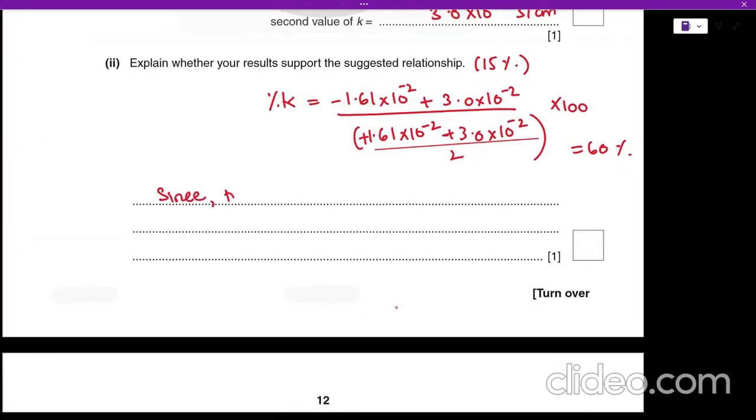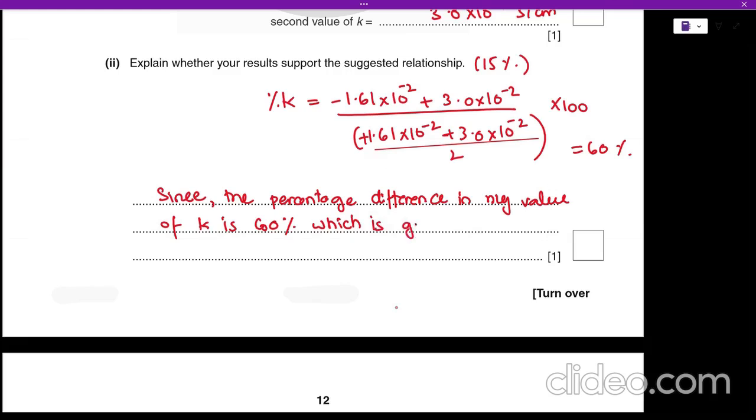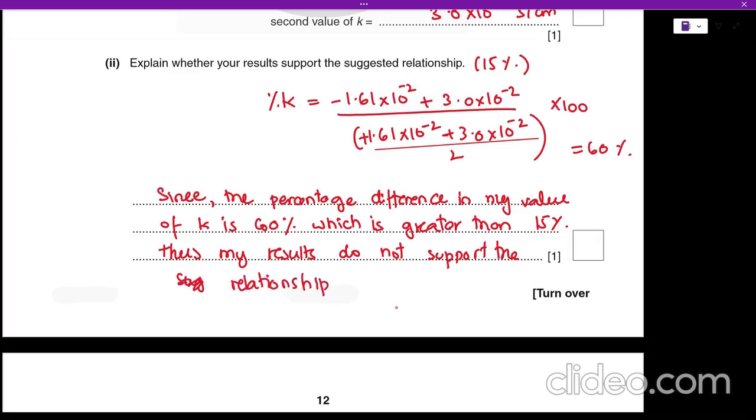So I'm going to be writing that since the percentage difference in my value of k is 60%, which is greater than 15% for the estimated percentage uncertainty, thus my result does not support the suggested relationship under the given experimental accuracy.